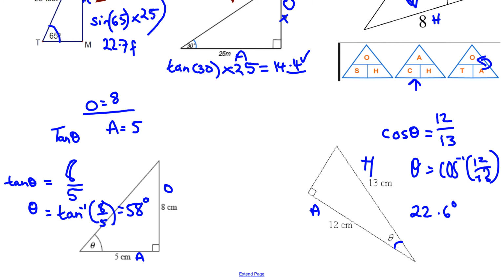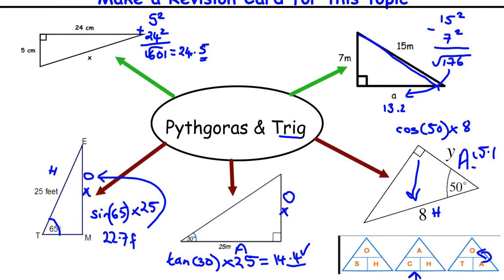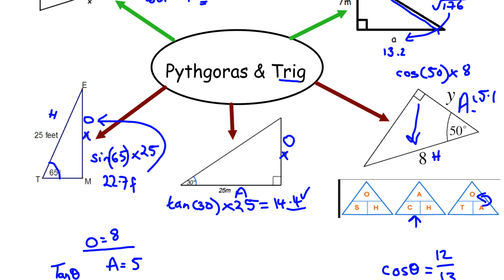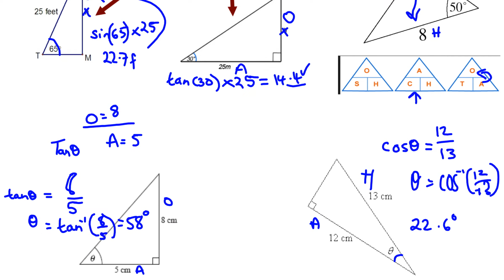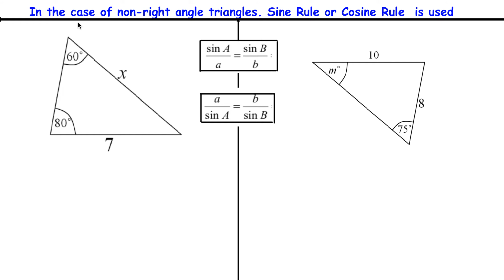Okay, so that was a review of all the triangles that are right angle triangles that you could apply Pythagoras and trig. If we continue the video, what you'll see now is what happens in the case of non-right angle triangles. So for example, these two. Well, if it's a non-right angle, you're going to apply the sine rule or the cosine rule. So this is where it gets a bit harder. So we're entering now the next level, the next grade, the higher grade.